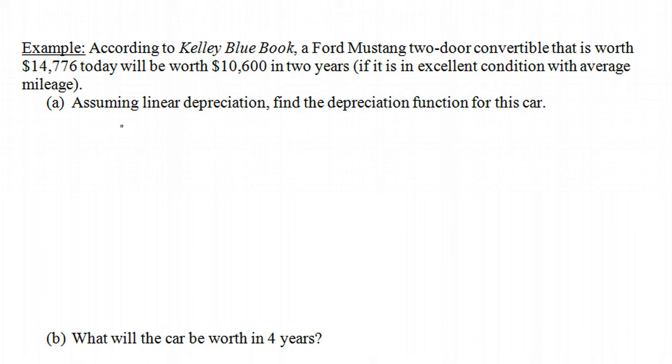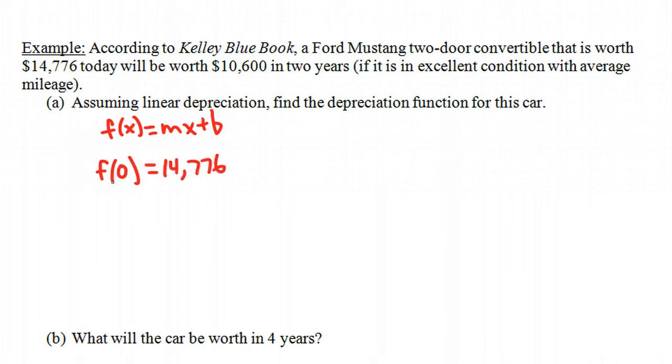Now our function we're going to call f, and we're looking for a function f of x equals mx plus b, because it's going to be a linear function. But one thing that we know about the function is that f of 0 is 14,776, because at time 0, when the car is new, it's worth that much money. Now after 2 years, the value of the car is $10,600, so f of 2 is equal to 10,600. Now the question is, what is the m and what is the b?